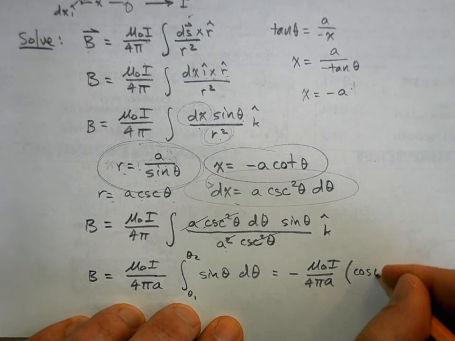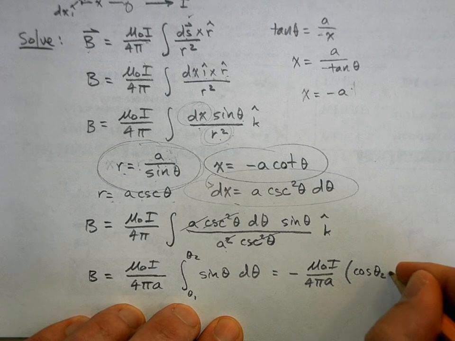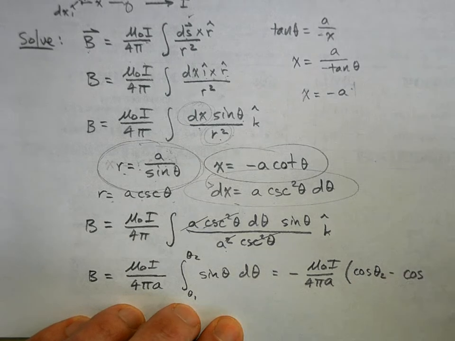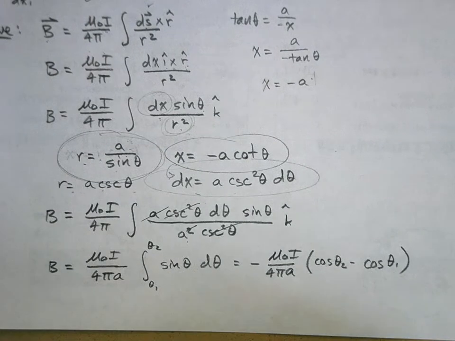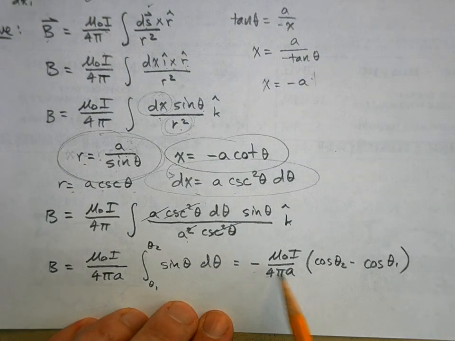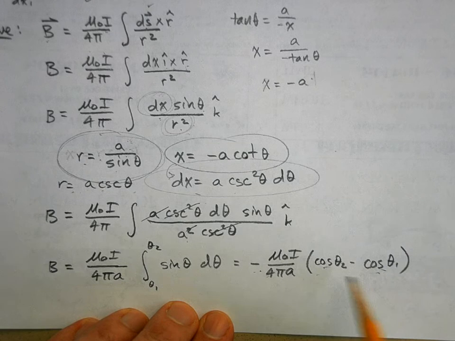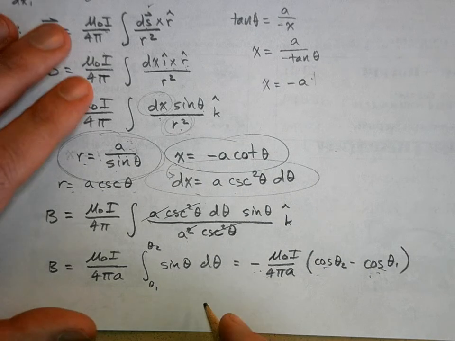cosine theta 2 minus cosine theta 1. Now we can get rid of this negative by just switching the order of these two. And this is my answer.